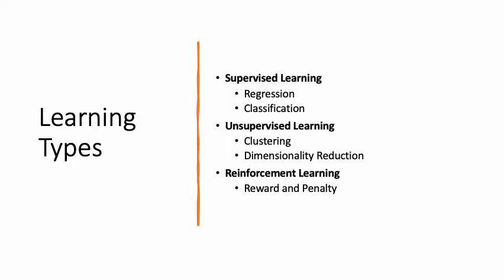In unsupervised learning, the algorithm is given a set of unlabeled data, with no predefined categories or labels. The algorithm's objective is to uncover hidden patterns or structures within the data. This approach is often employed for tasks like clustering and dimensionality reduction.